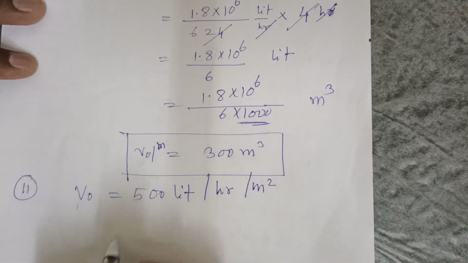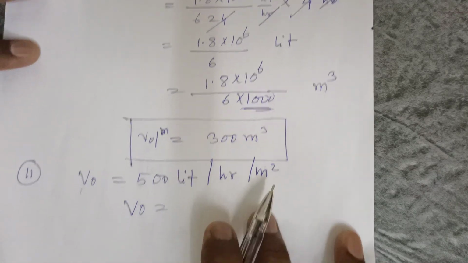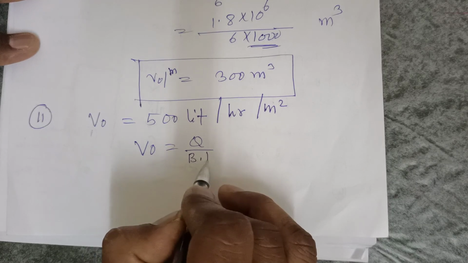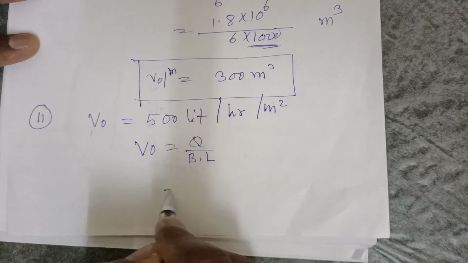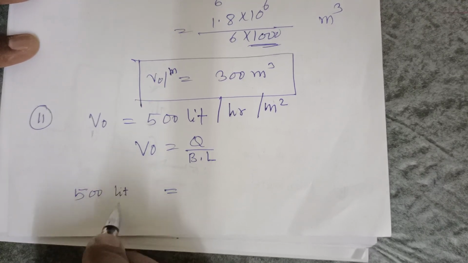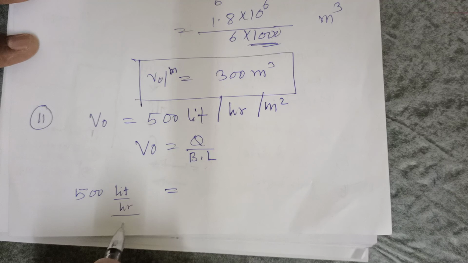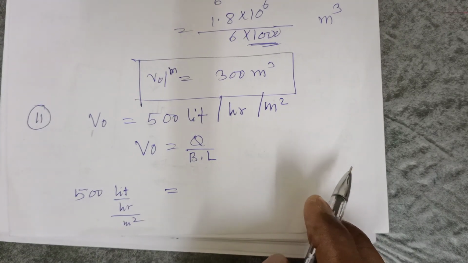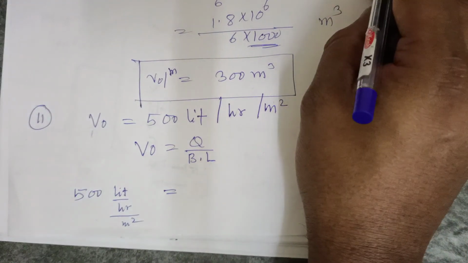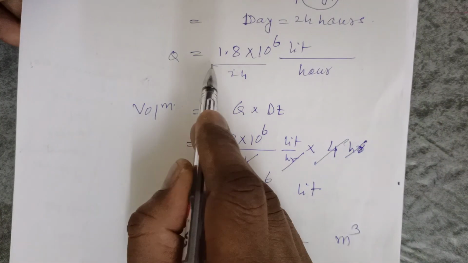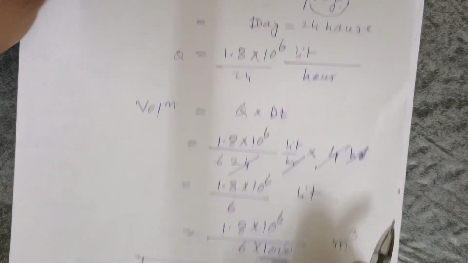And we know the formula V0 is equal to Q upon B into L. We know this, so I will put the value here. So here it is 500, liter per hour per meter square, right? And here Q upon B into L. We had already seen Q, this was actually our Q, right? Do you remember this? This is liter per hour.